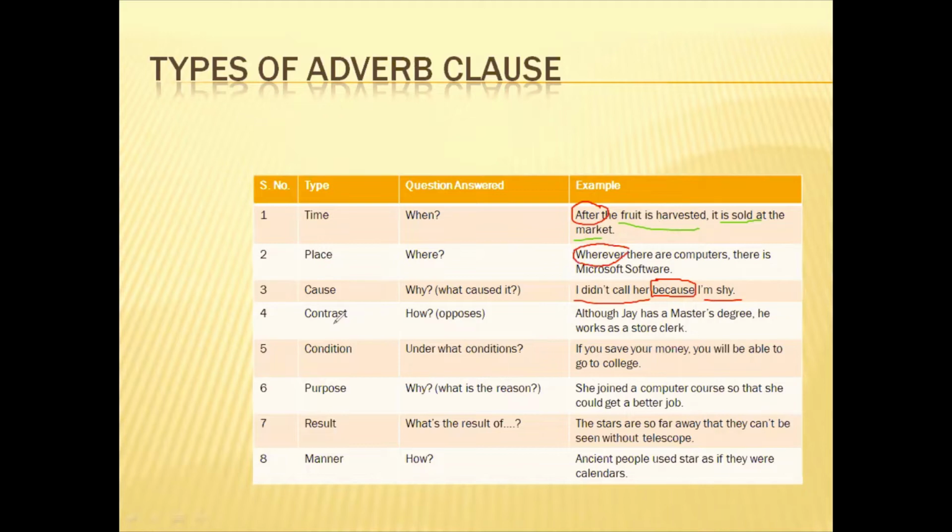Next, contrast. It's just opposing. The question answered is how. Although Jay has a master's degree, he works as a store clerk. So although, even though this person has a master's degree, the highest degree, he works at the store. Clause number 1, clause number 2, and whichever is a dependent clause, that is the adverbial clause. Clear? Next, the adverbial clause of condition. Under what conditions is this going on?